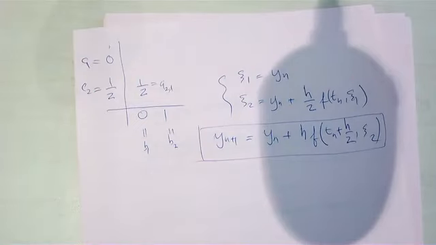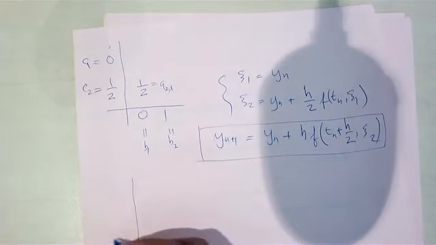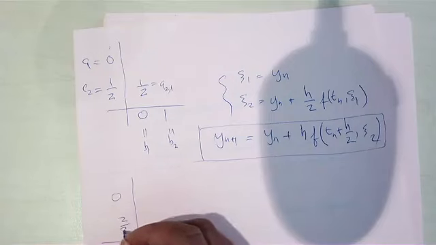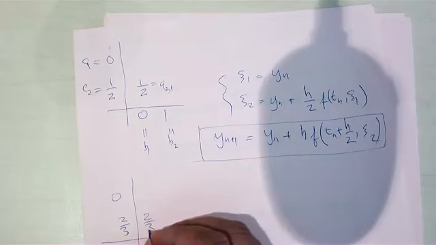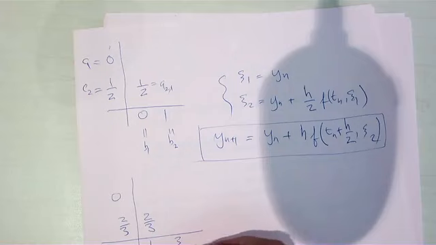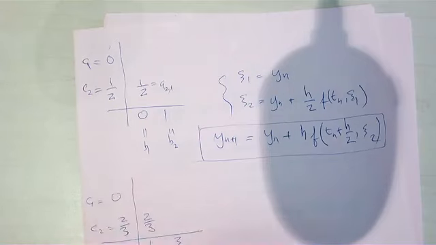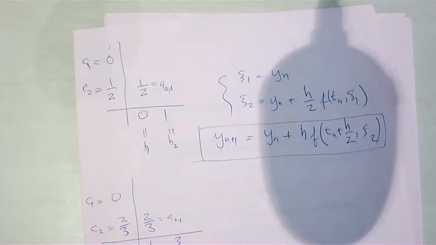And maybe we do another one. So suppose I have 0 here, 2/3 here, 2/3 here, 1/4, 3/4. So again, this one is my C1, this one is my C2, this one is my B1, this one my B2, and this one is A21, yeah?